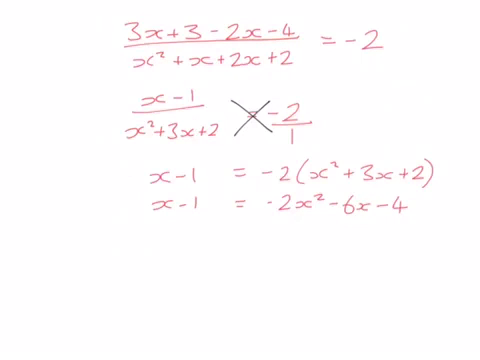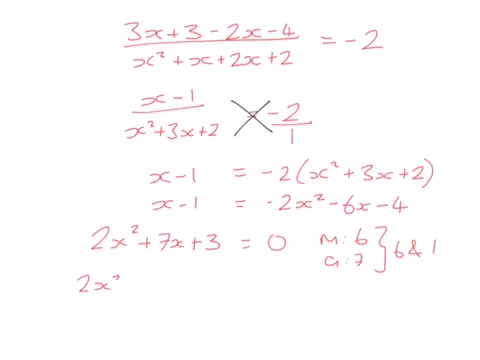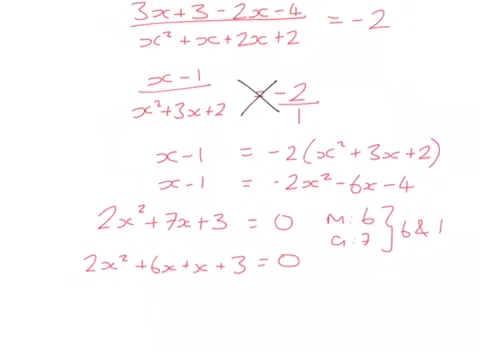Now we want to bring all of the x's and all of the numbers to the left-hand side and set this equal to 0. So we'll have 2x squared, and we have plus x plus 6x, so that's plus 7x, and then plus 3. If that's equal to 0, then we can look for two numbers that multiply to give 6 and add to give 7. So they'll just be 6 and 1. So we can now split the middle term, so we have 2x squared plus our 6x plus our x plus 3 is equal to 0.